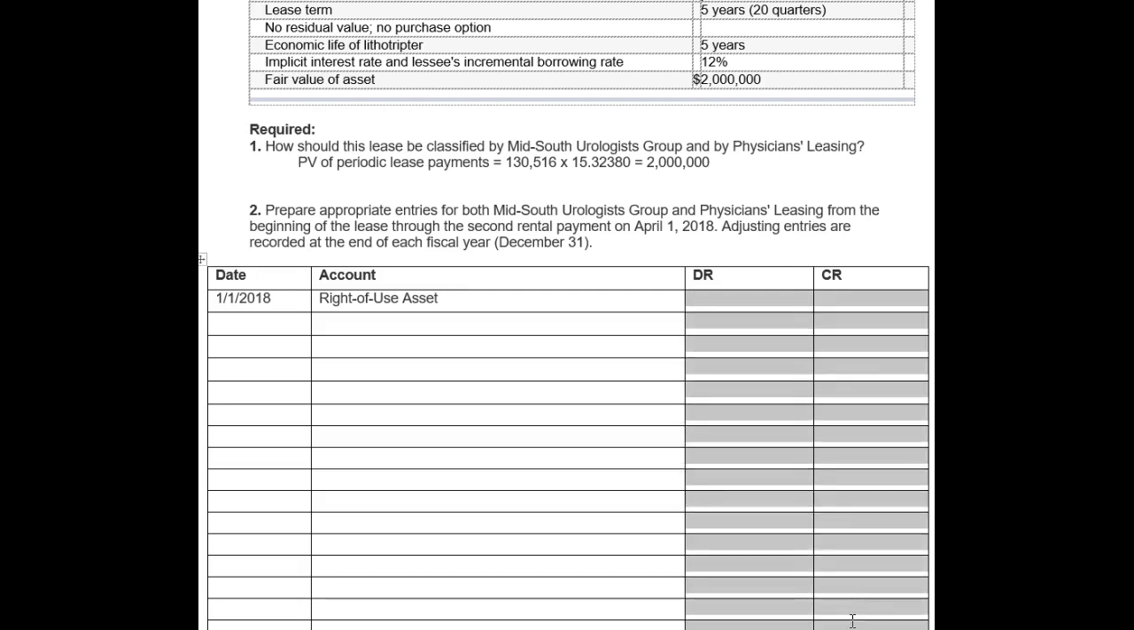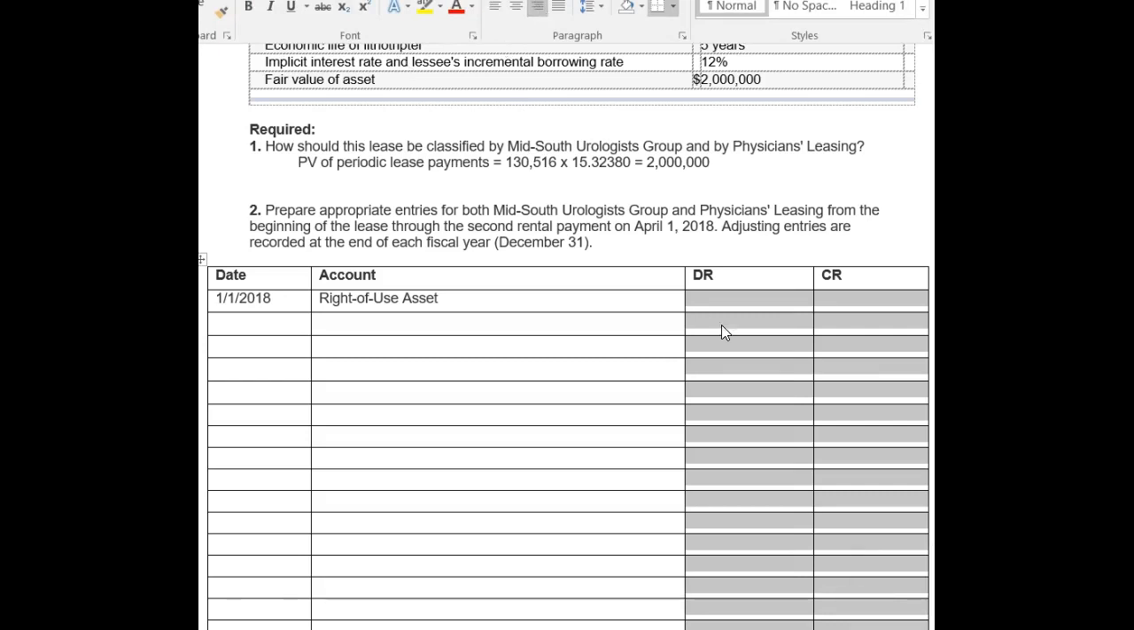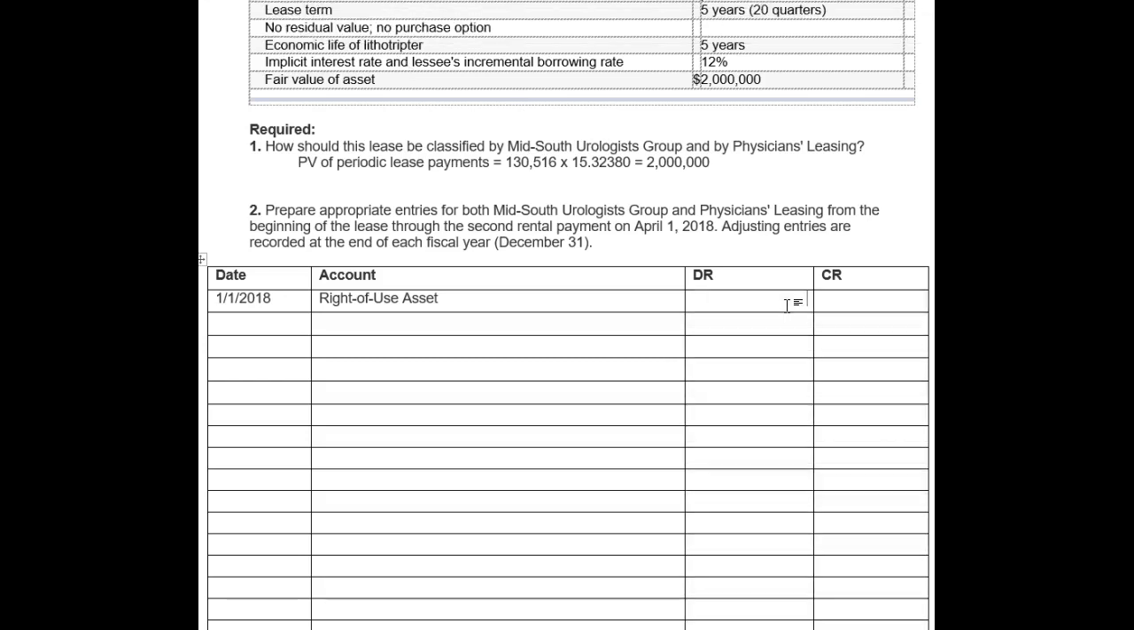Now, when we do this, we always carry the asset at the present value of the minimum lease payments. So in this case, it is $2 million. But please note, that's not always the case. Here it is because the present value of the minimum lease payments is $2 million. So just make a note that when we record this asset, it is always recorded at the PV of the periodic lease payments. So we've got to be careful with that. Pay attention. Here it is $2 million. That happens to be the fair value, but it's only because those two numbers happen to be the same.